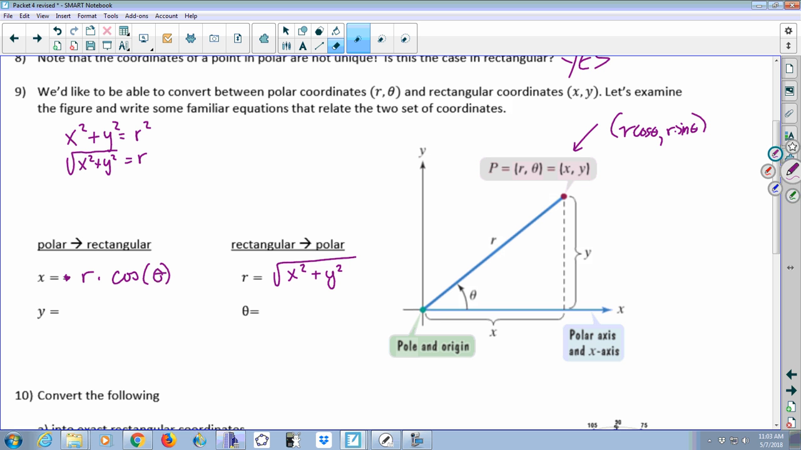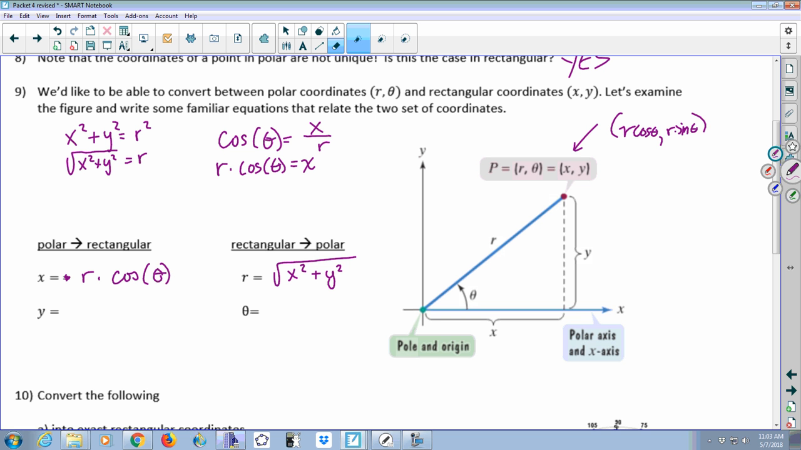It has a cosine of theta in it. So what's the cosine of theta? Can anybody tell me the cosine of theta? Side adjacent over r, right? So if I solve that for x, what do I do to both sides? Multiply by r. So r times the cosine of theta is equal to x.